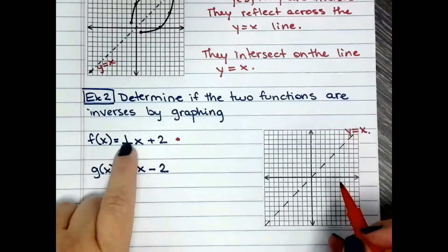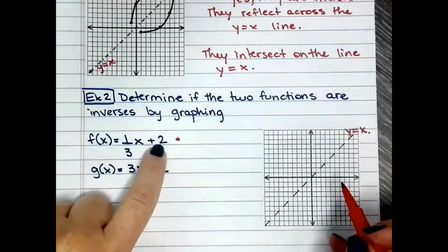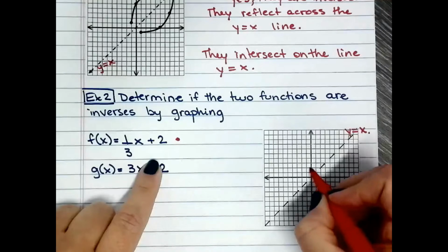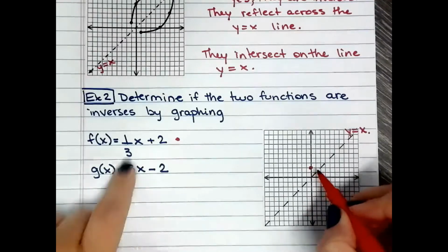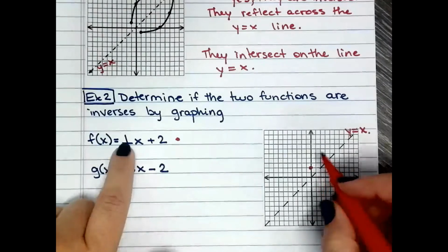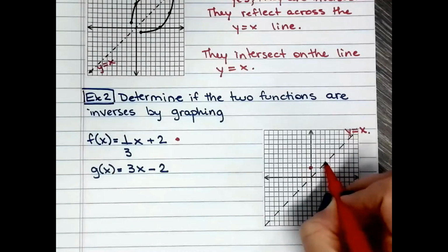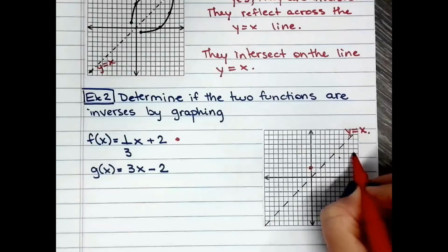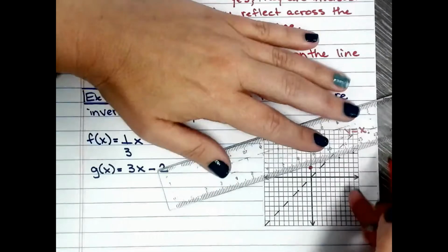So y equals mx plus b. The slope is m, and b is the y-intercept, 2. So this is the y-axis. I will start out by plotting my y-intercept right there at 2. Rise over run. Rise 1, run 3. 1 up, 3 over. So this is f of x.